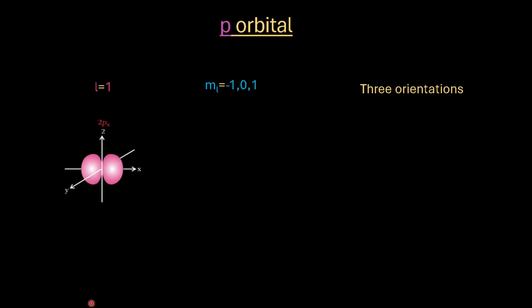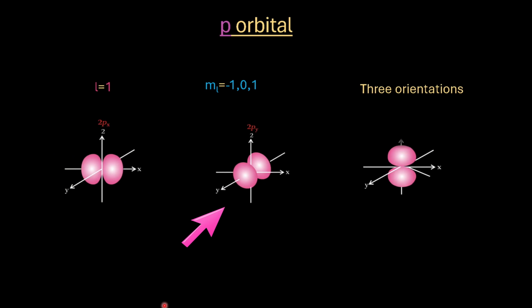The first one is the px. The dumbbell shape is present along the x-axis. The lobes are present along the x-axis. And the second one is the py, in which the dumbbell-shaped lobes are present along the y-axis. And the third one is the pz, in which the dumbbell-shaped lobes are present along the z-axis. So these are the 3 orientations of the p orbitals.